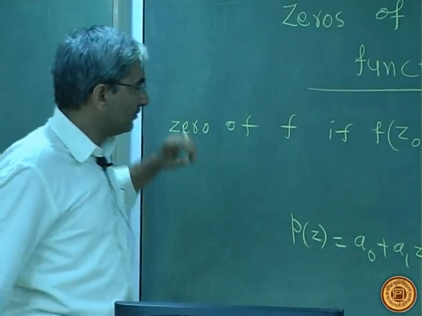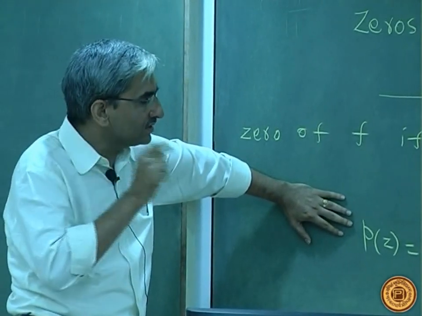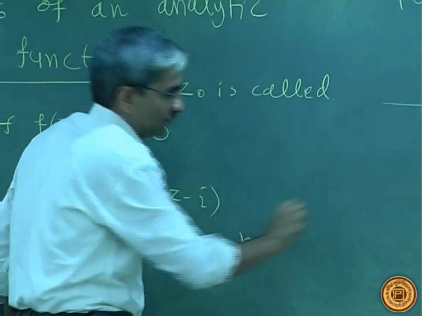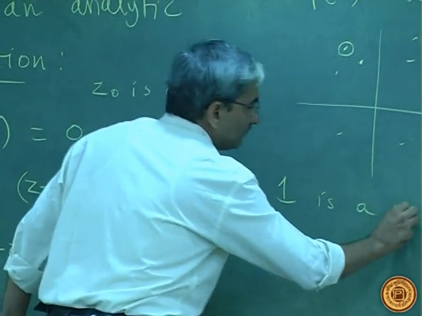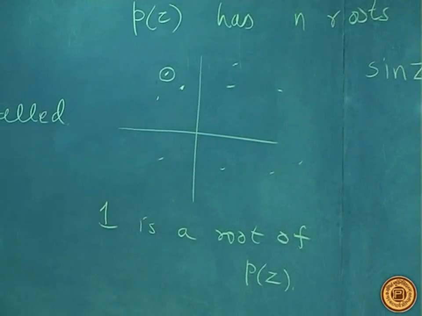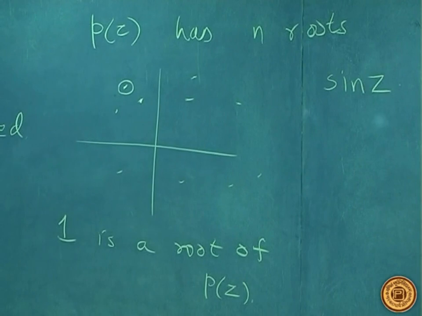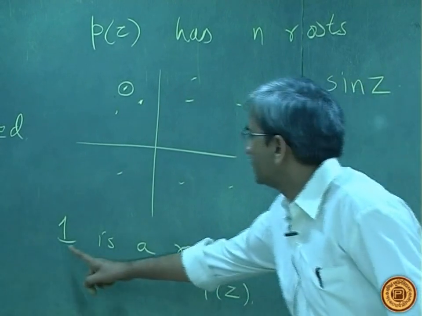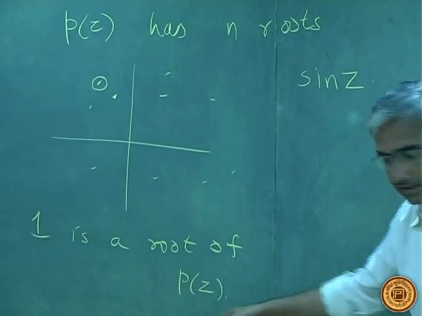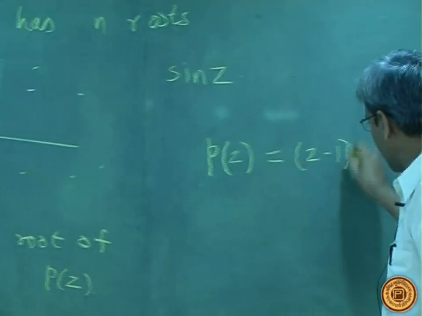Another important property for a polynomial as far as a zero is concerned is this. Suppose z0 is a zero. So suppose a polynomial has root, say z equal to 1. Suppose 1 is a root of p(z). Then what can you say about the factor? You can take out the factor z minus 1, right? Once this is a root, you can have z minus 1 as a factor. So you can always write in that case p(z) equal to z minus 1 times, say, q(z).